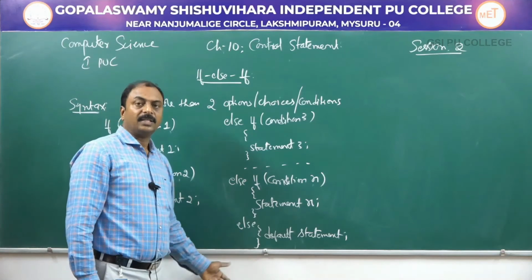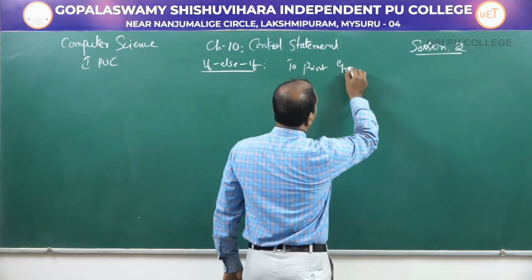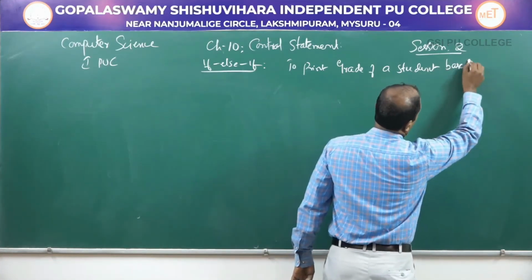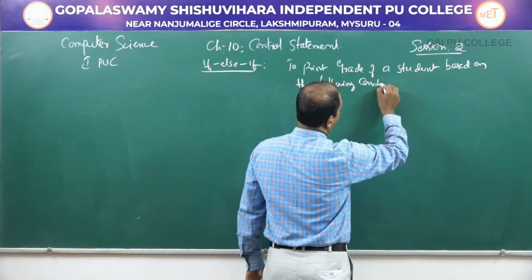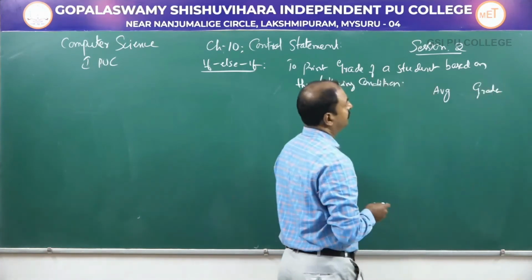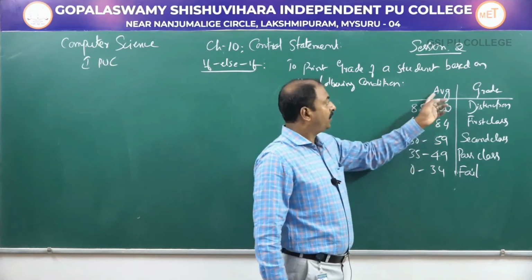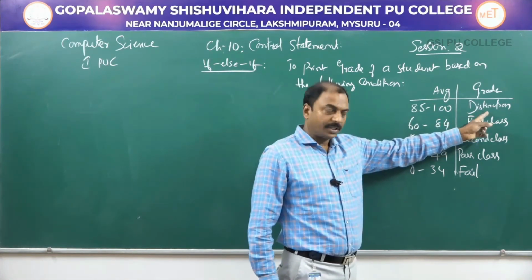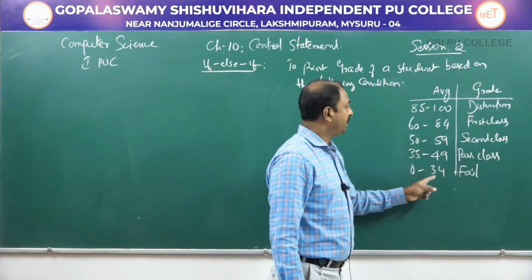Now let us see some examples of this. The program is to print the grade of a student based on the following condition. Here is the condition, average and grade. Students, first of all I have to find out the average marks of a student. If the average marks is between 85 to 100, we print distinction. Between 60 to 84, first class; 50 to 59, second class; 35 to 49, pass class; and between 0 to 35, fail class.